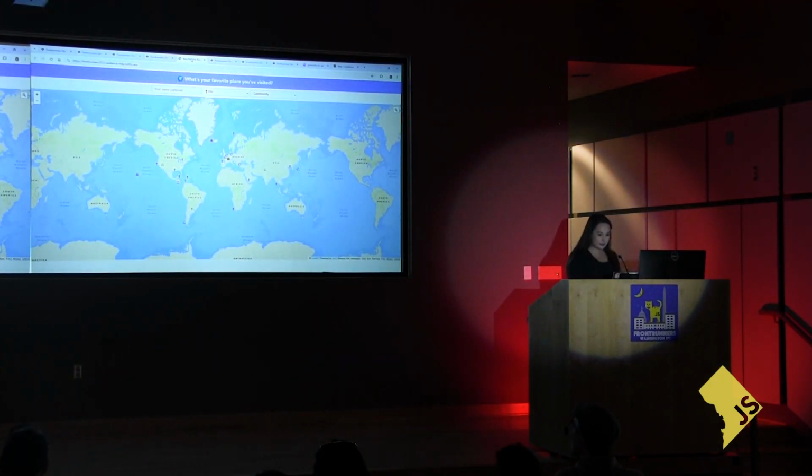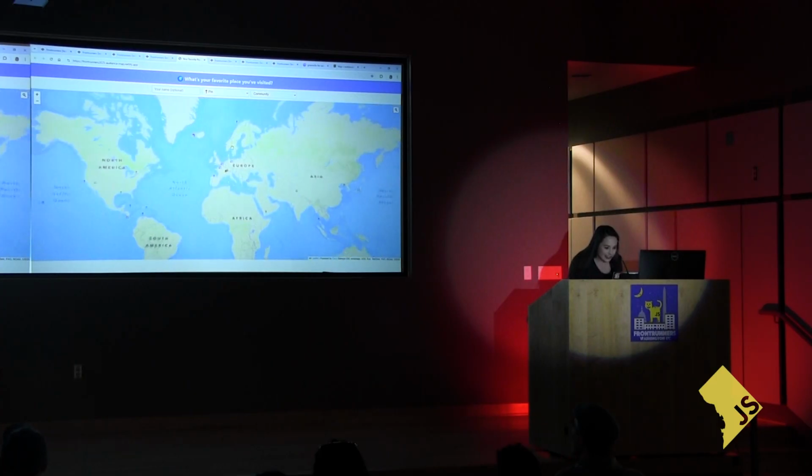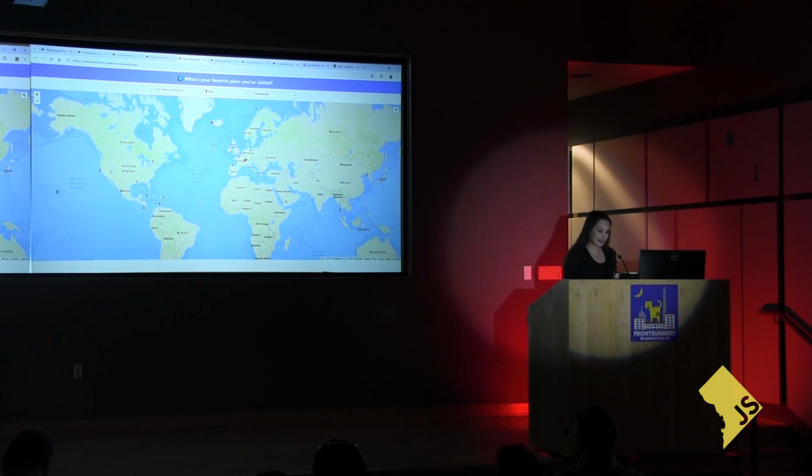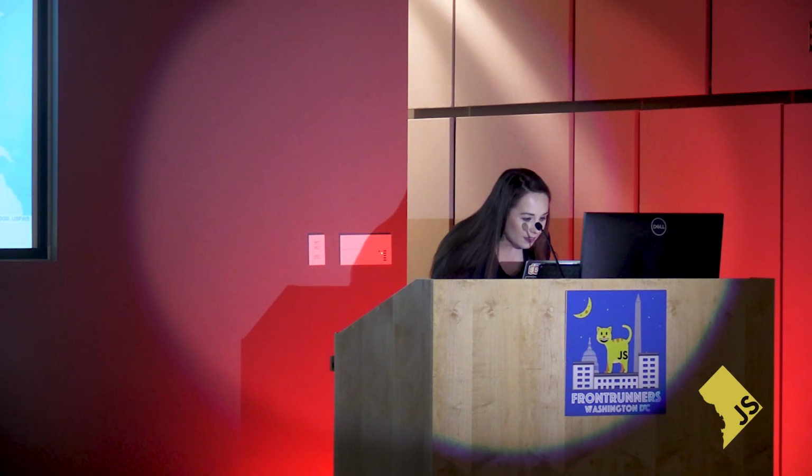Okay, real quick, let me see. Wow, we've got all sorts of places here. Now these icons are really tiny, I apologize. But you can actually see that update live as well. So we've got lots of different places that people have put here. We've got Paris. We've got Switzerland. Yeah, all sorts of places. This is awesome. Puerto Rico, New York.